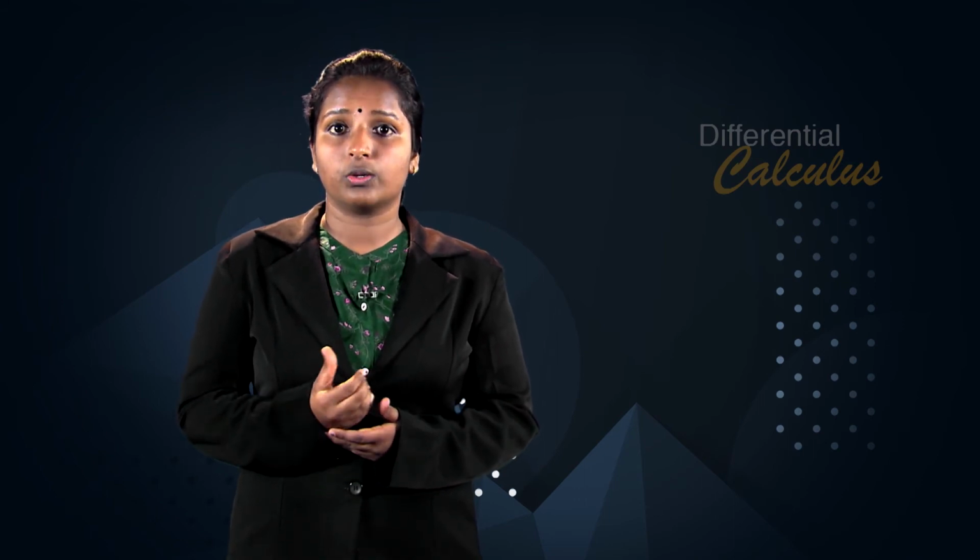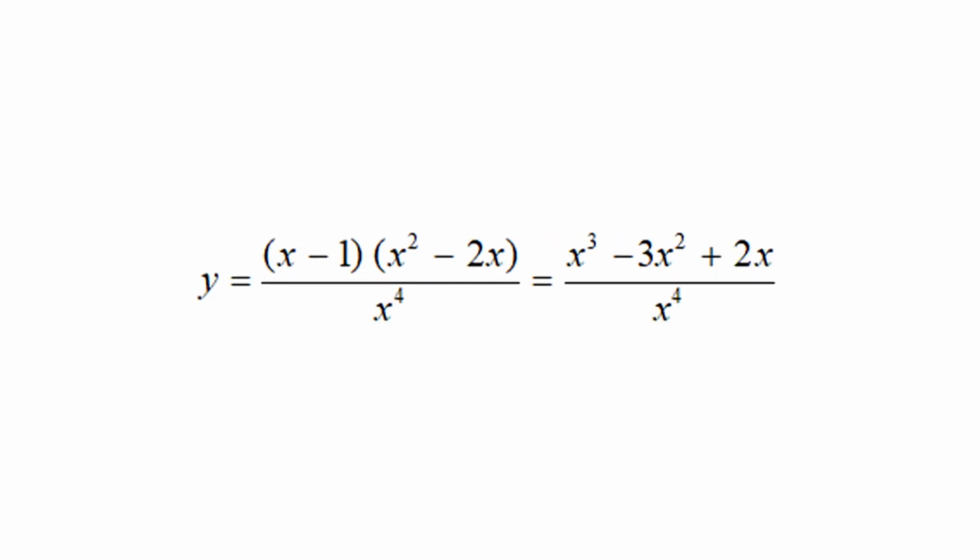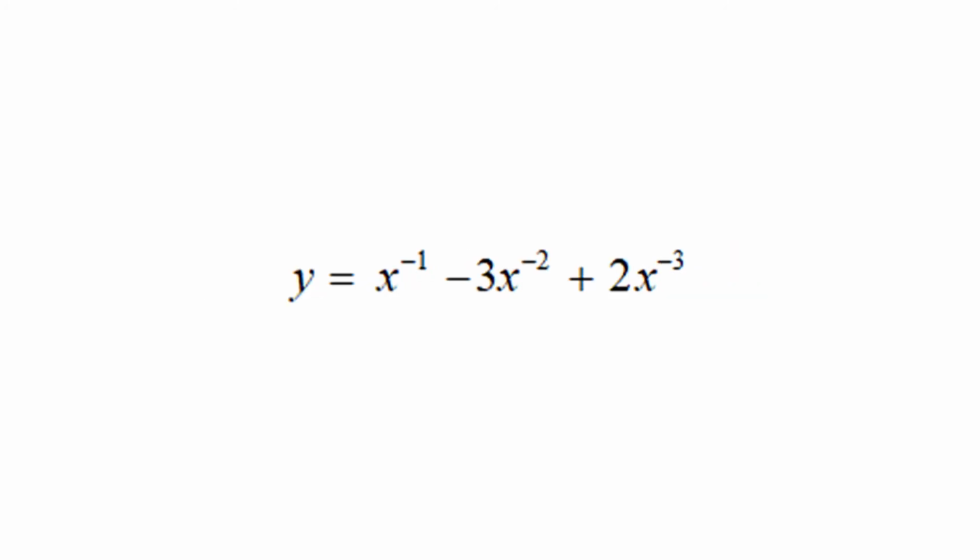Rather than using the quotient rule to find the derivative of y = (x - 1)(x² - 2x)/x⁴, expand the numerator: y = (x - 1)(x² - 2x)/x⁴ = (x³ - 3x² + 2x)/x⁴. Then actual division by x⁴ gives y = x^(-1) - 3x^(-2) + 2x^(-3).